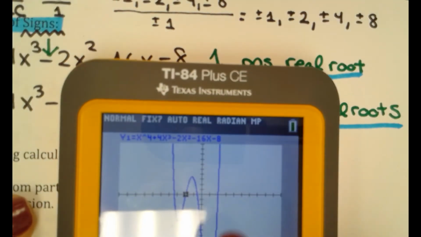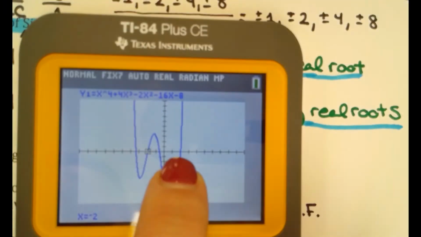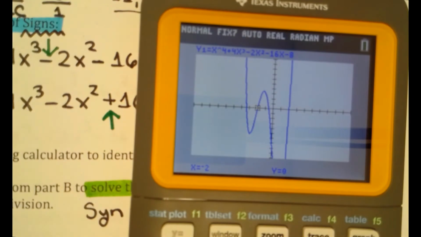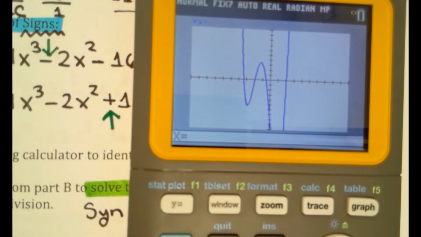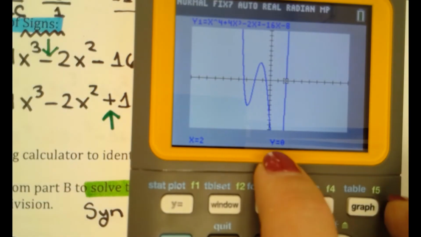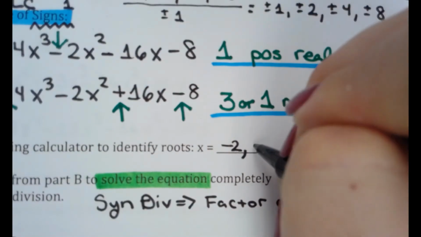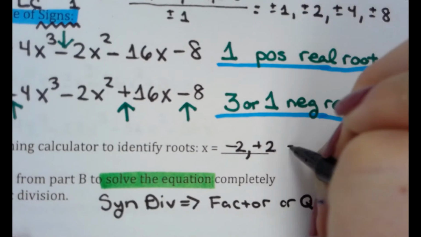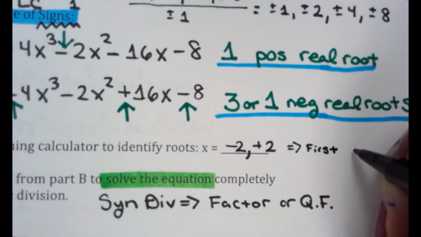Okay, and then the last possibility it looks like it goes through is +2. That is also one of my possibilities. So let's test it out. I hit trace. I type in +2, hit enter, and it verifies for me that it's on 0. Okay, so I'm going to come back down here, and we also said +2. What this means for me, these are the first numbers I'm going to divide out.